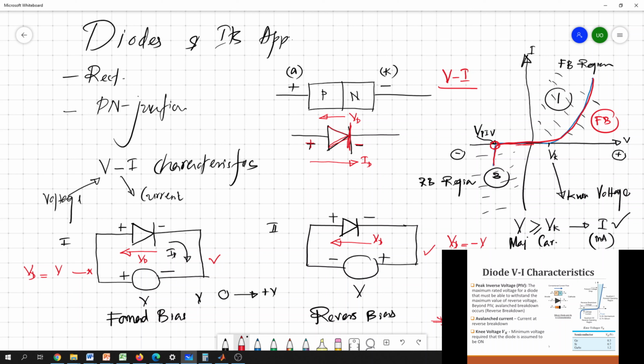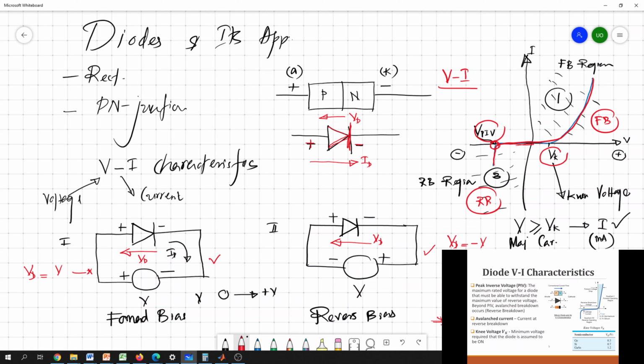So for the rectifier diode, we basically use the forward bias region for most of the applications. So this is the forward bias and this is the reverse bias region. We identify two regions: forward bias in the first quadrant and reverse bias in the third quadrant. And again, we identify two key parameters, Vk and peak inverse voltage.